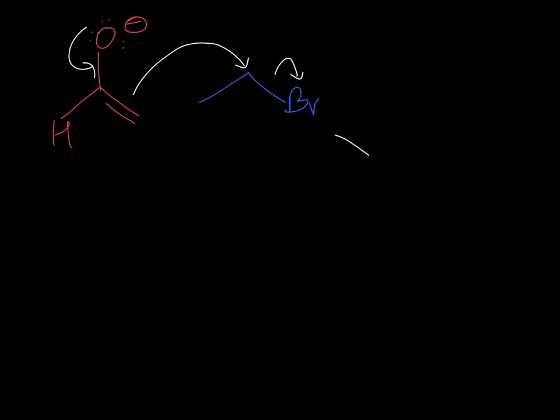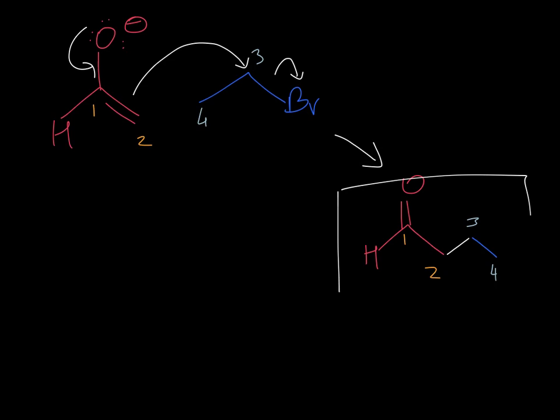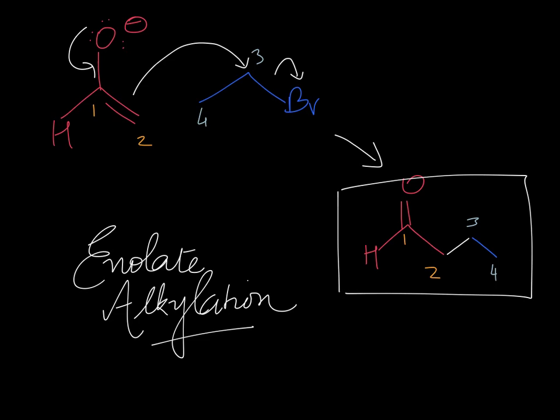And the product would be this, and I've sort of gone ahead and drawn the carbon numbers for you for some clarity. And just so you know, this reaction is called enolate alkylation because you're essentially adding an alkyl group onto the enolate.